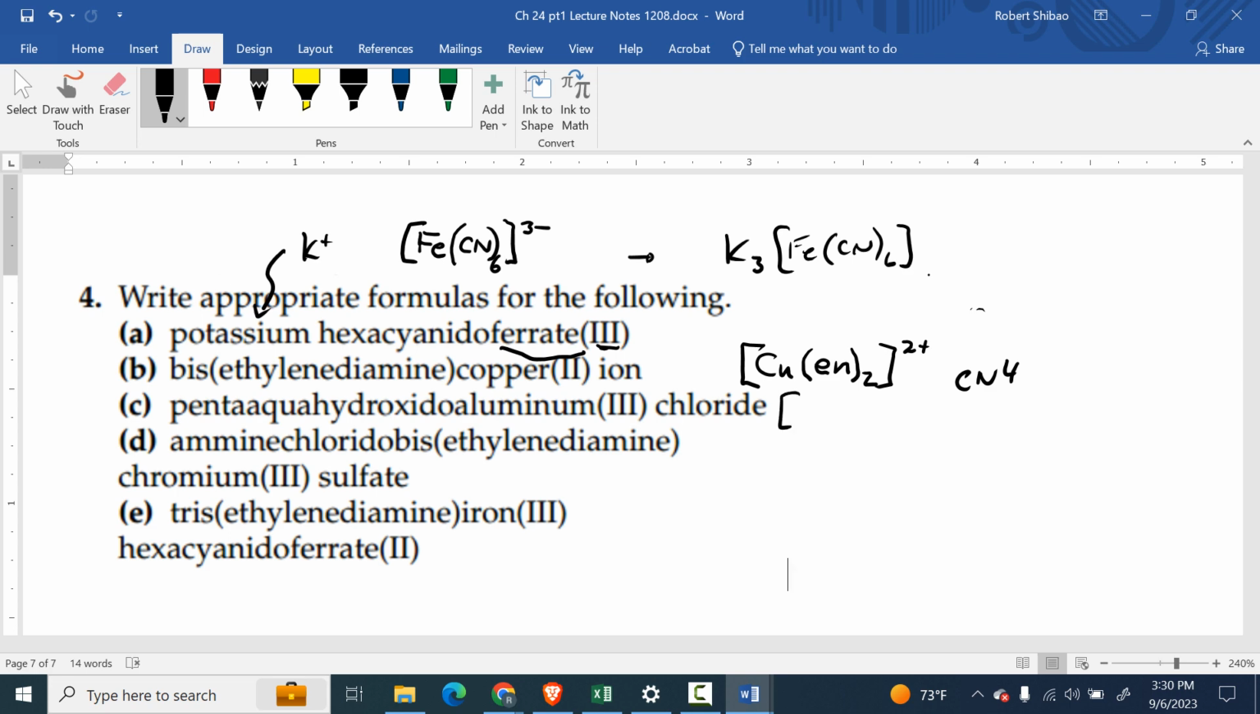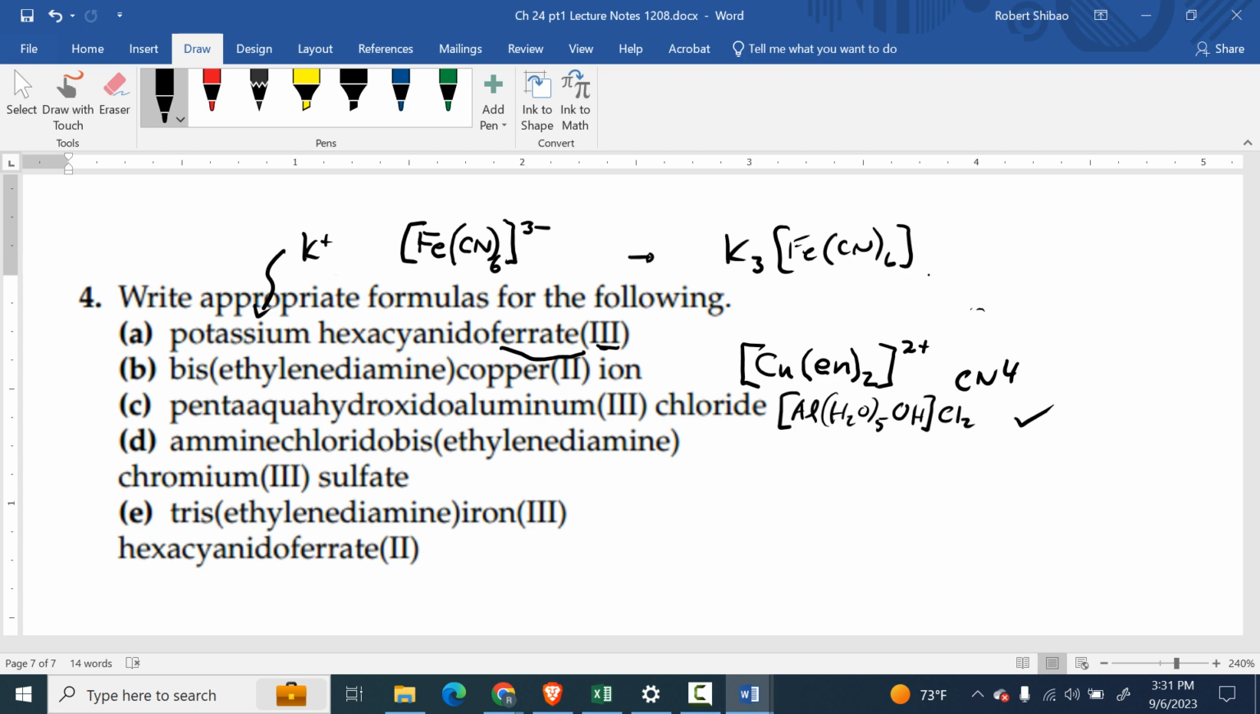Al. Okay, Al. H2O5. OH. Bracket. Chloride 2. Like this? Okay. Yeah, so you wrote the aqua before hydroxido. That makes sense, alphabetical, according to name. And then aluminum first. And that would be the correct charge. Hydroxido is -1, aluminum's +3, so that gives us +2. So that looks good.